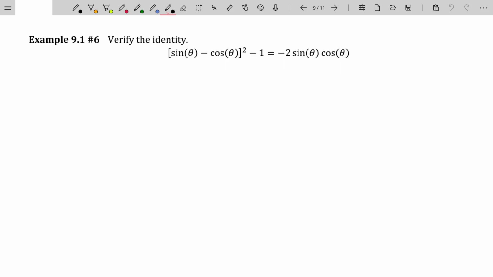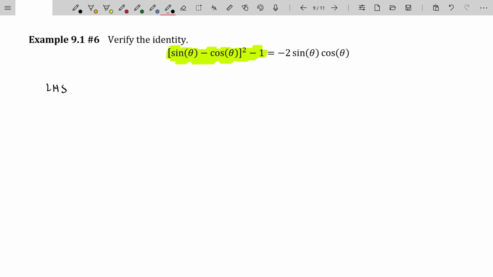Again, carefully reading the directions, verify the identity. We'll pick a side to start on. Well, in this case, we still have on the left-hand side 2 terms to deal with versus the right-hand side, which is a single term. It's just -2 sine cosine. So I'm going to start on the left-hand side because it's the more complicated looking side. And so I'll write left-hand side here.